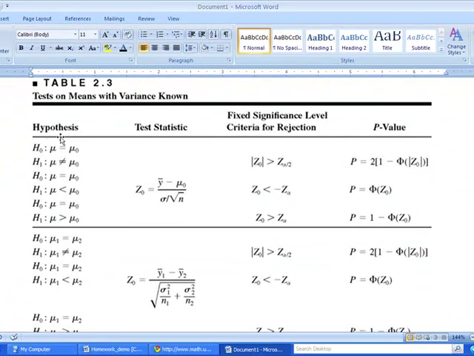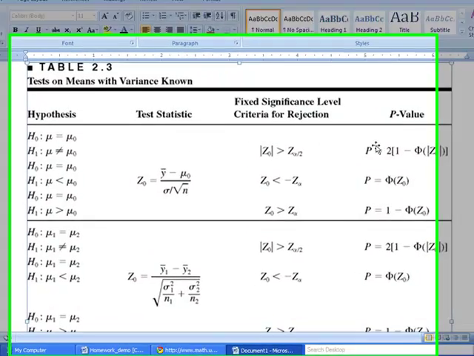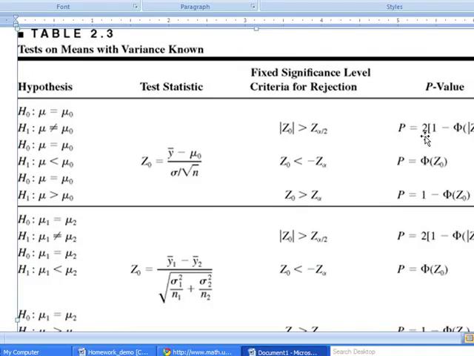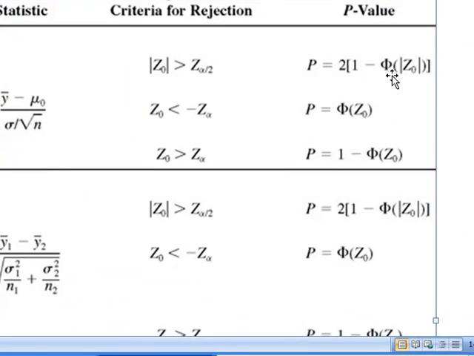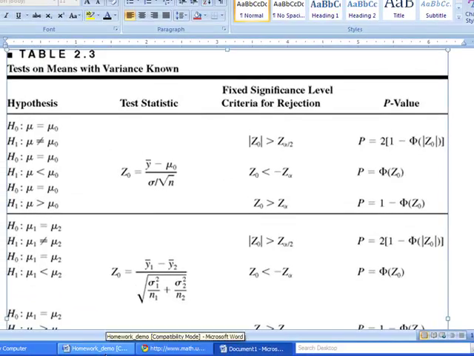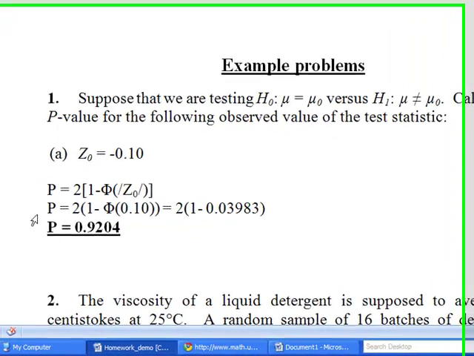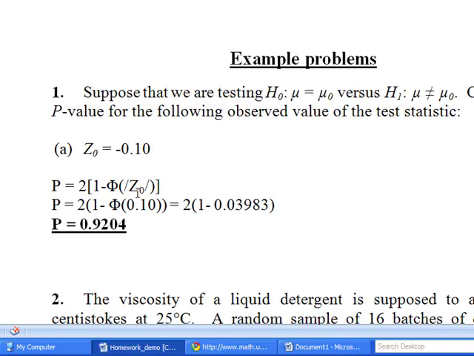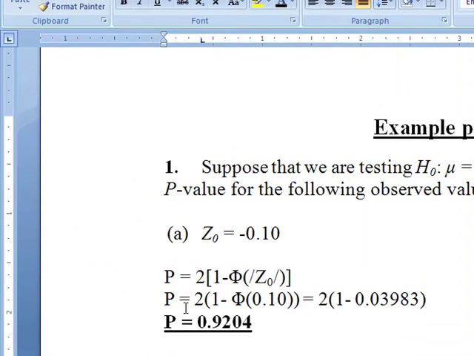So what is p-value in this particular first case here? P-value is equal to 2 multiplied by 1 minus phi of absolute value of z sub 0, right? So I copied that formula here. Next we know p equals 2 multiplied by 1 minus phi of 0.10, which is absolute value of minus 0.10, right?